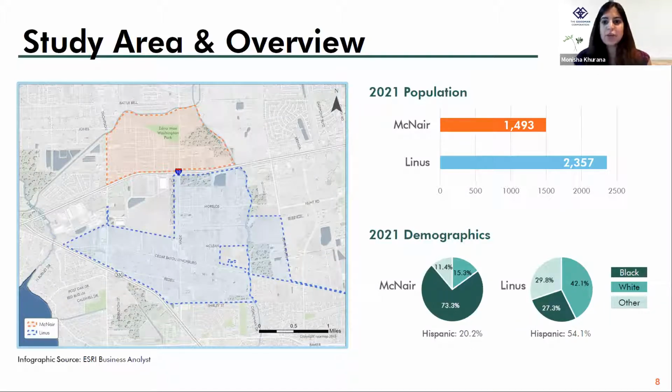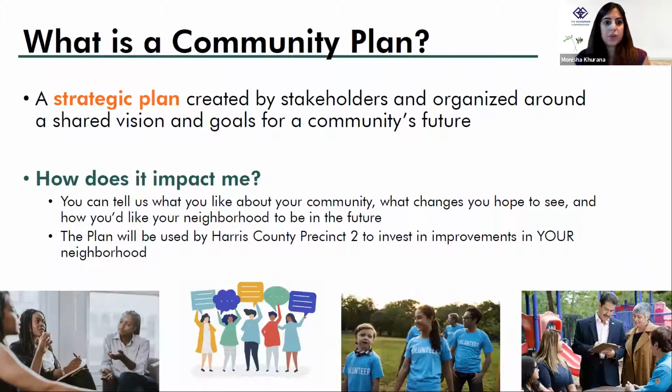So this slide shows the study area for this planning effort. It is both McNair, which is north of I-10, and Linus, which is south of I-10. Your communities are geographically next to each other, but demographically are different. McNair is predominantly Black and Linus is predominantly Hispanic. We recognize each community's unique history and culture, and the goal of this plan is to make recommendations that would benefit both communities and all residents who live in the area. And with this, I'll turn it over to Jim Webb with the Goodman Corporation for the next few slides.